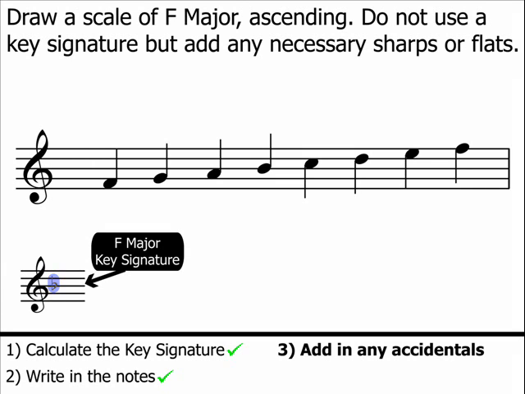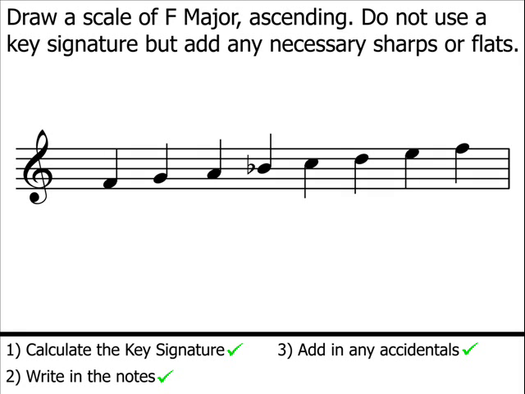We therefore have to change all of the B's in the scale that we've written so far to B flats. Here is the only B. We pop a flat symbol in front of it to change it to a B flat. Job done. With the B changed to a B flat, we've answered the question. F major, ascending without key signature.